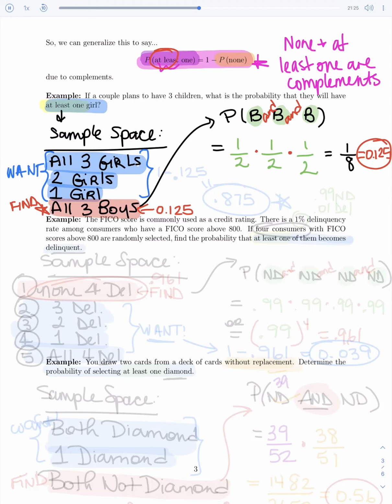So if I've got everything I don't want, then everything I do want is the complement, meaning it's got to add up to 1. So I can just take 1 minus what I don't want, and that's going to give me the probability of what I do want. So 1 minus 0.125 gives me 0.875. And that's my final answer for what I did want: the probability that they will have at least 1 girl.